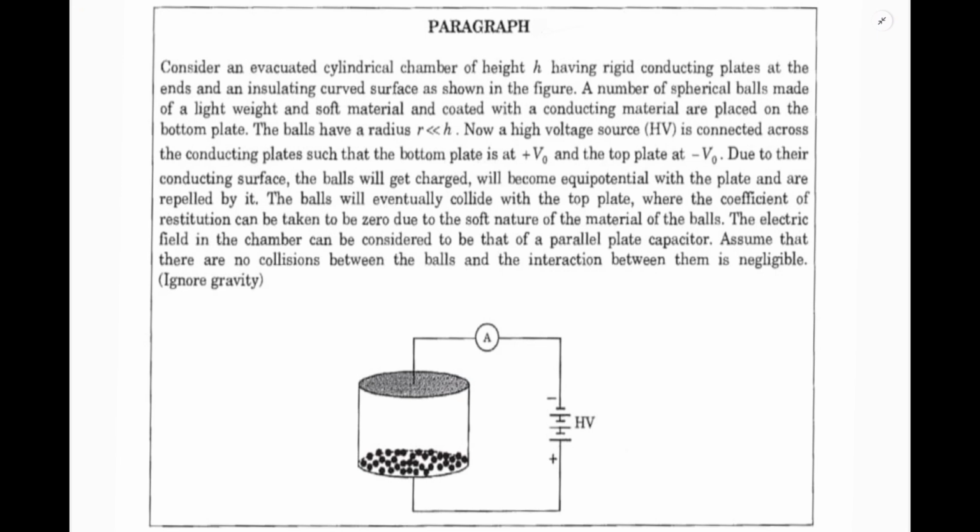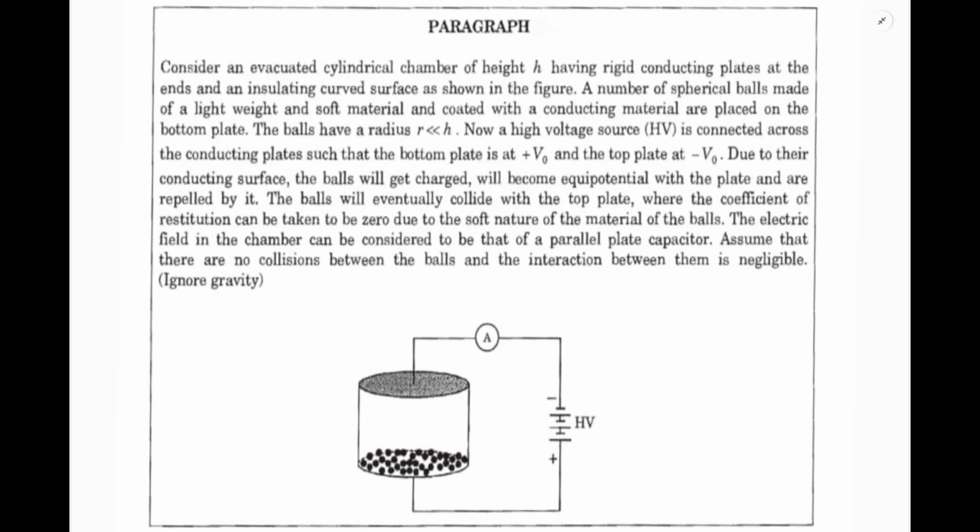Due to their conducting surface, the balls will get charged, will become equipotential with the plate and are repelled by it. The balls will eventually collide with the top plate where the coefficient of restitution can be taken to be 0 due to the soft nature of the material of the balls. The electric field in the chamber can be considered to be that of a parallel plate capacitor. Assume that there are no collisions between the balls and the interaction between them is negligible.